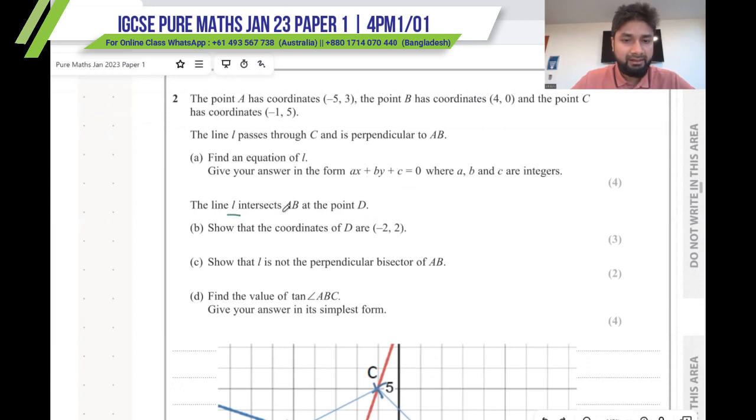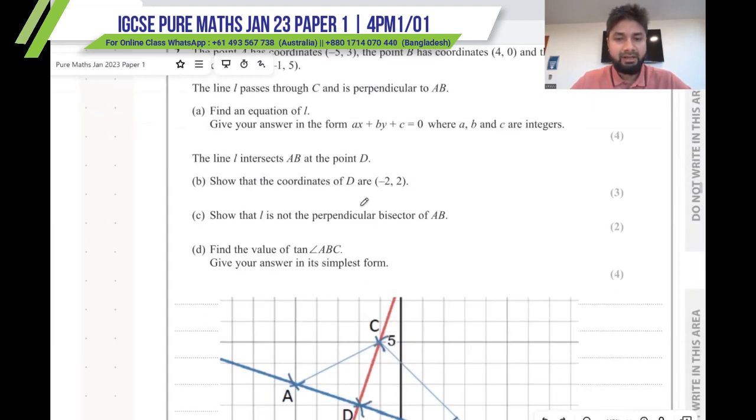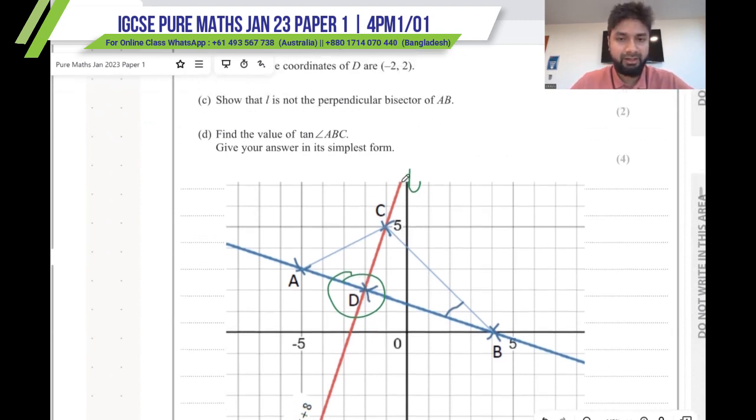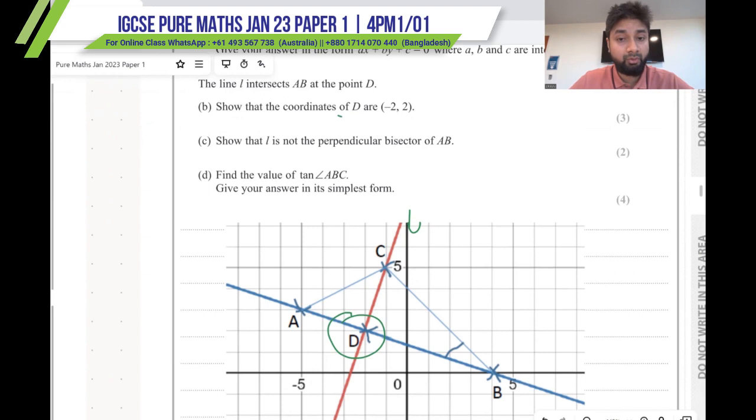It says the line L intersects AB at the point D. That means this line L, this line intersects AB at the point D. So you can see this should be the point D. Now they are asking us to find the coordinates of, or show that the coordinates of D are -2 and 2.